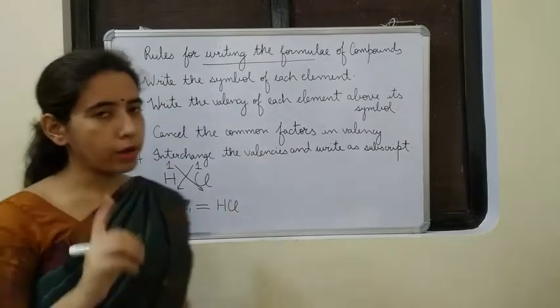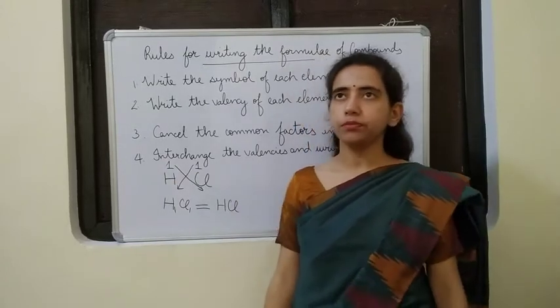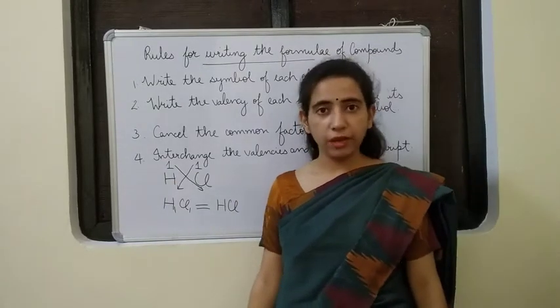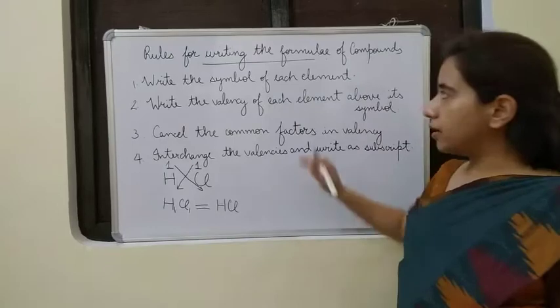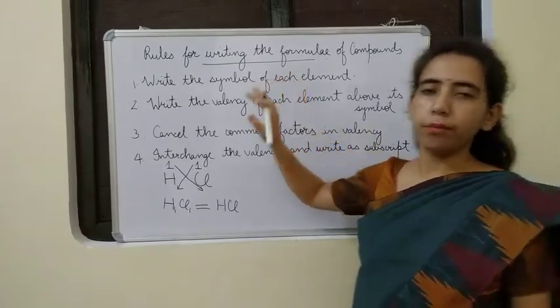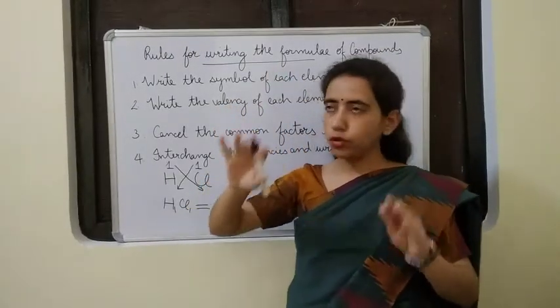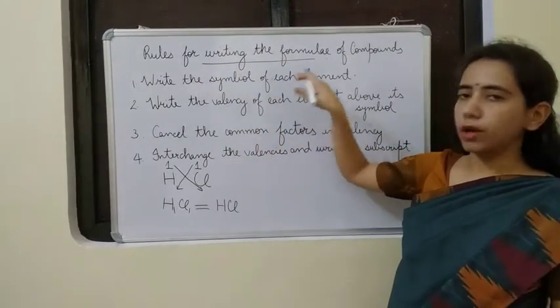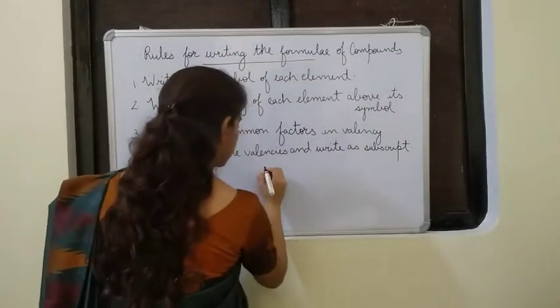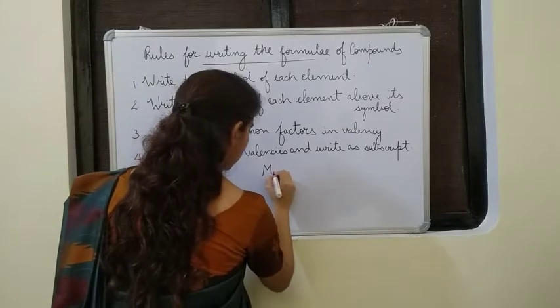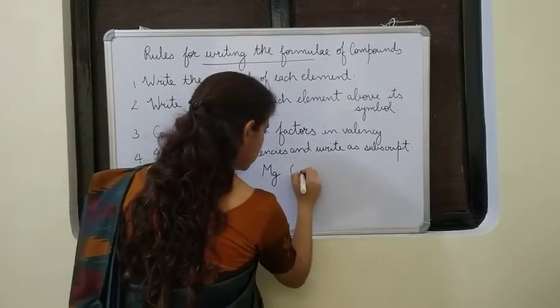Understood? We can take one more example for this. For magnesium oxide, we can make the formula. So magnesium oxide, we know it is made by combining magnesium and oxygen. So first write what? Write the symbol of each element. So the symbols I am going to write here: magnesium Mg and oxygen O.